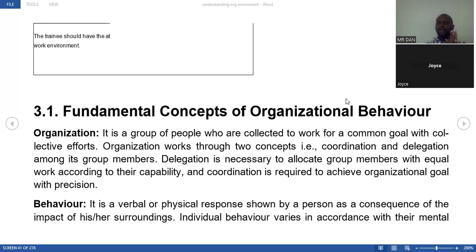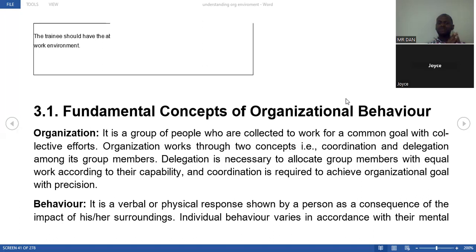For example, you are working for a certain company, let's say Safaricom. That is a group of people who have been organized in a way that they are supposed to achieve a certain goal collectively. That is why we have divisions within the organization that shape our big picture, what we want to achieve as organizations. Organizations work through two concepts. The first one is coordination, and the second one is delegation.